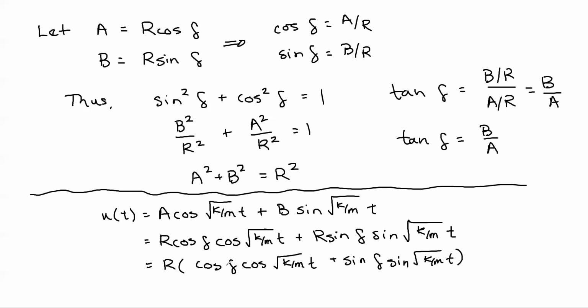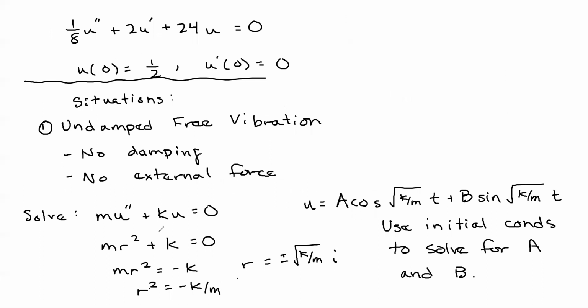All right, this thing here is a trig identity, and it's the difference identity for cosine. So you can rewrite this as cosine of square root k over m t minus delta. Okay, and so we've gone through and found a way. This is the solution that we had on the previous page. This was the solution to our problem.